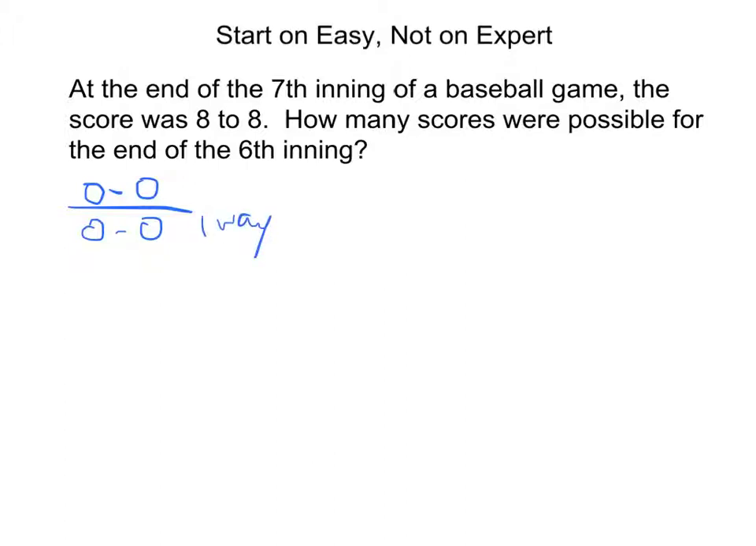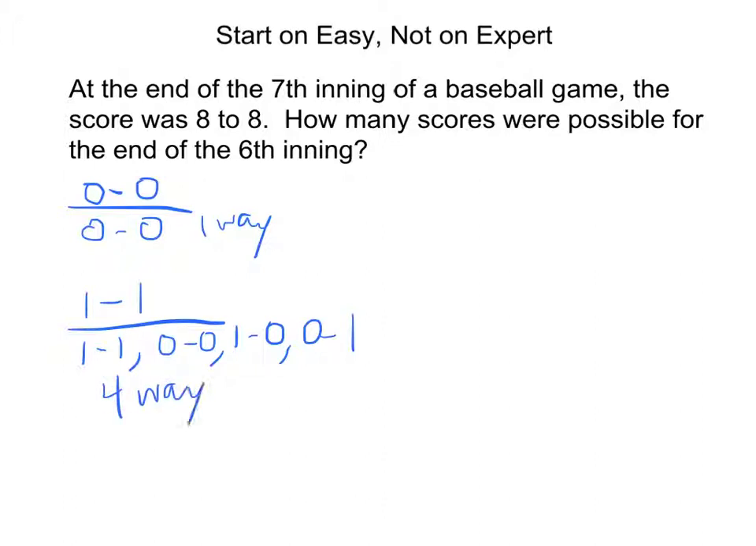What if the score instead of being 0-0 had been 1-1? What are the possible scores for the previous inning? Well, it could have been 1-1, or it could have been 0-0, both teams scoring 1 run, or it could have been 1-0, or 0-1, depending on which team had the lead, the home or the visiting team. This gives us 4 ways.